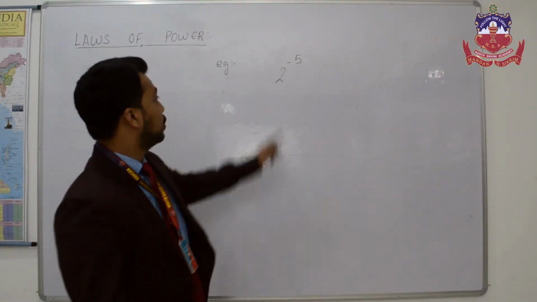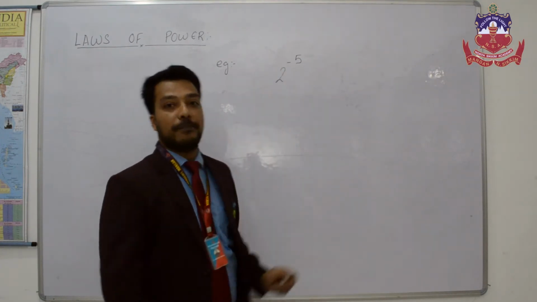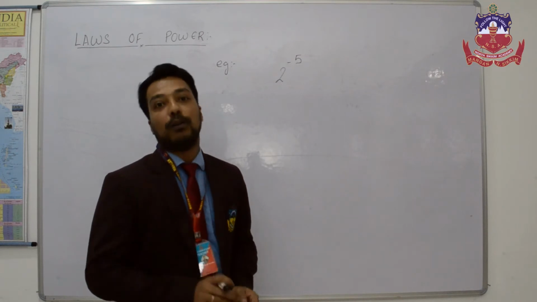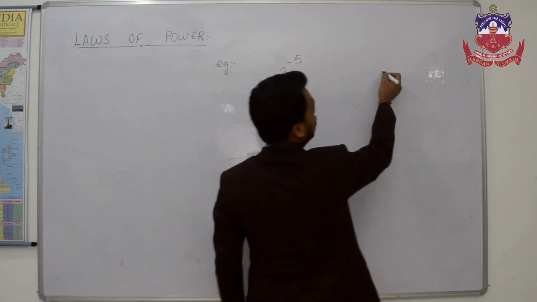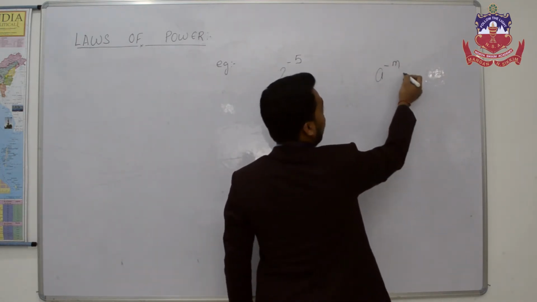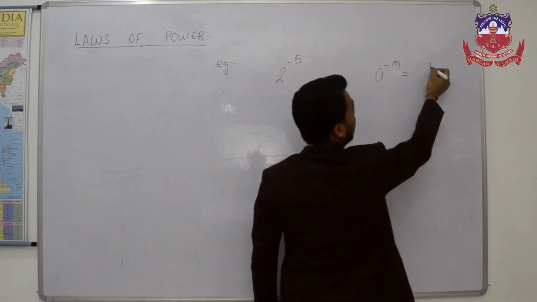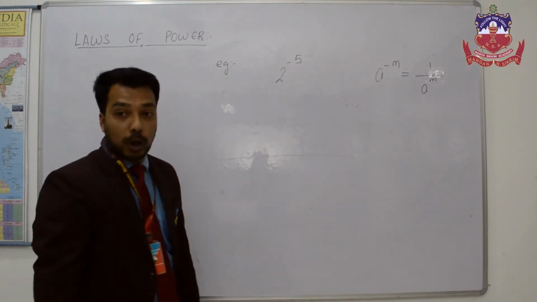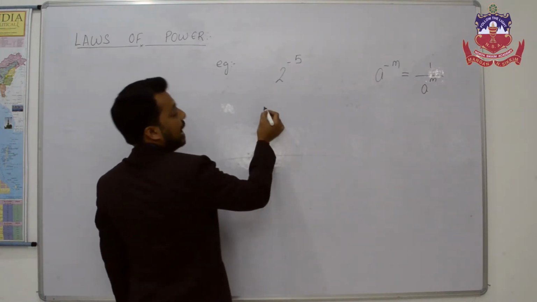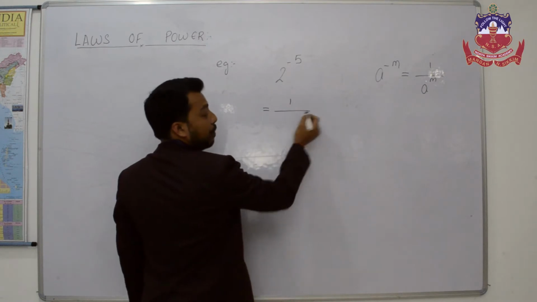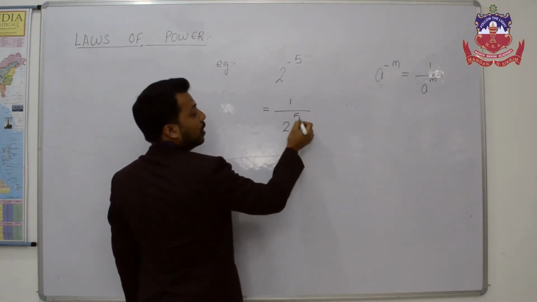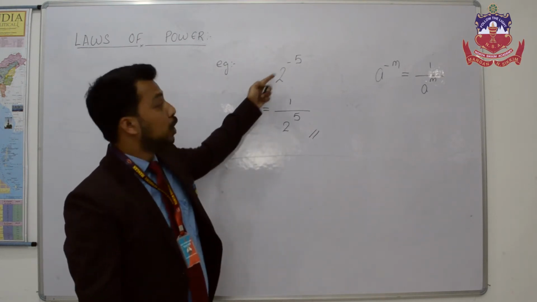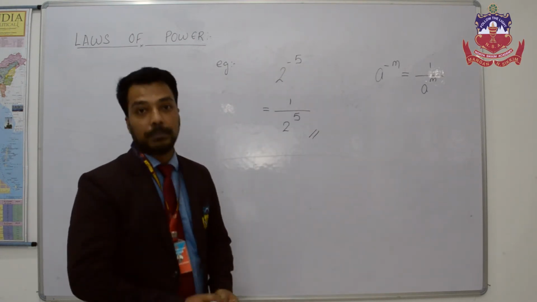The next example is 2 to the power minus 5, which can be solved by using the sixth law of power, which is a to the power minus n. According to this law, we can write it as 1 divided by a to the power n. So using this law, we can solve this as 1 divided by 2 to the power 5. So this is the simplified form of the above example using the sixth law.